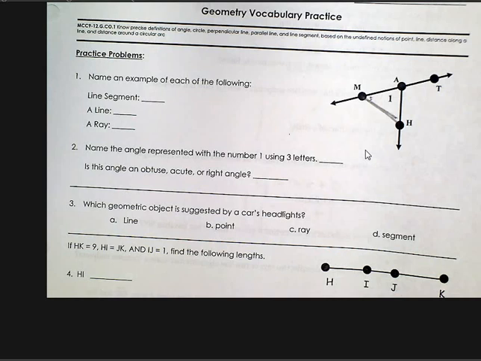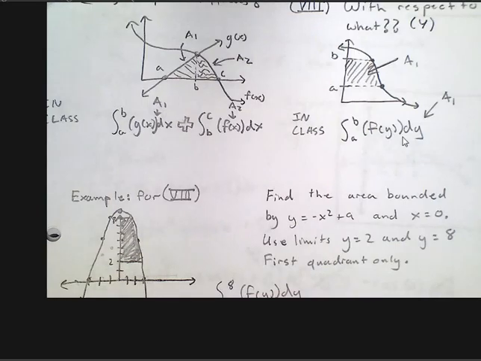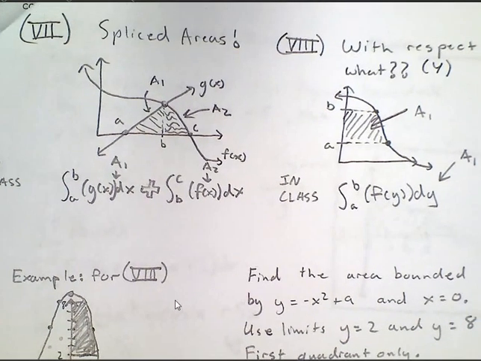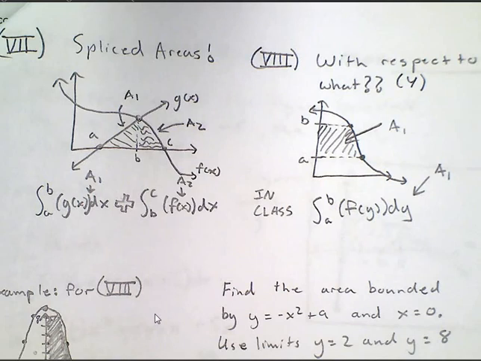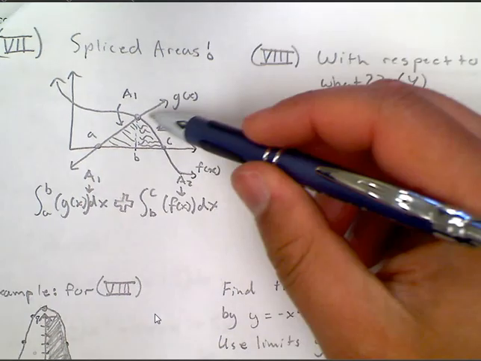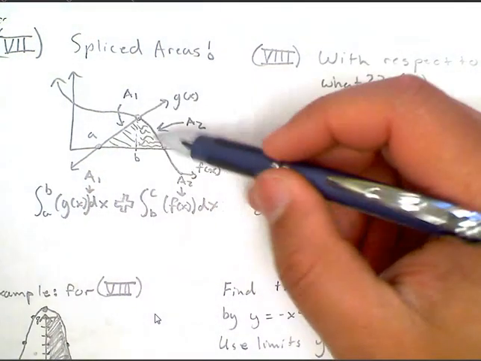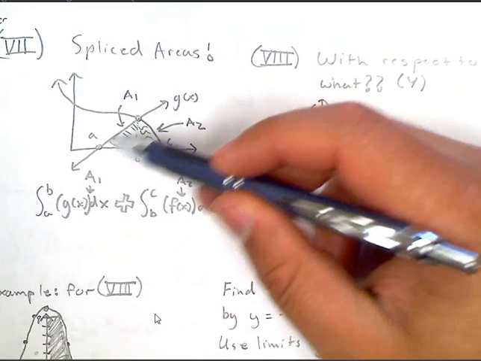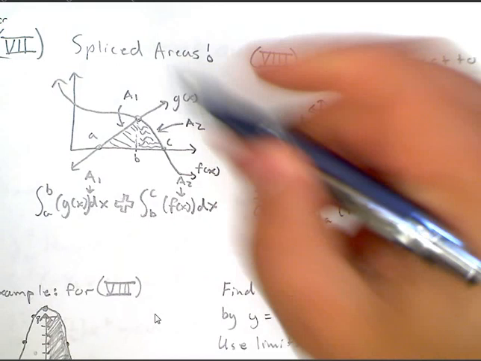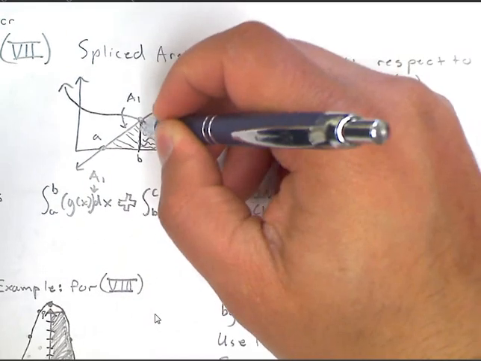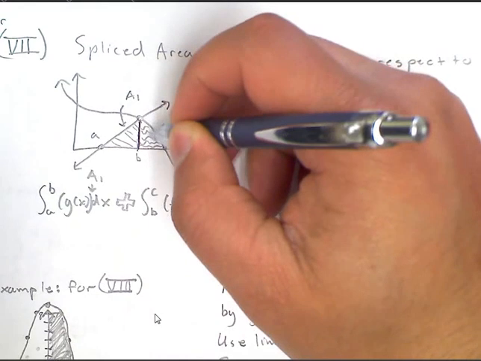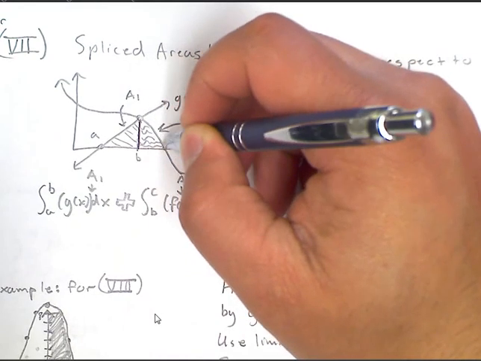All right, spliced areas. Spliced areas are fun. Let me zoom in a little bit here. So, spliced areas. Here you have an area under two curves. First, it's the area under g of x, and then it's the area under f of x.